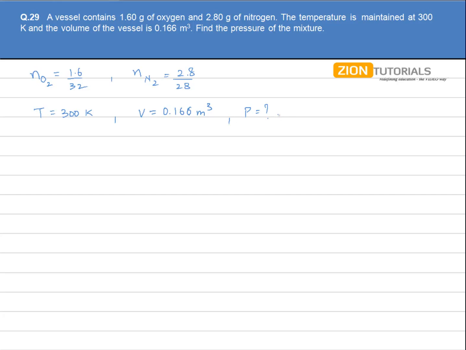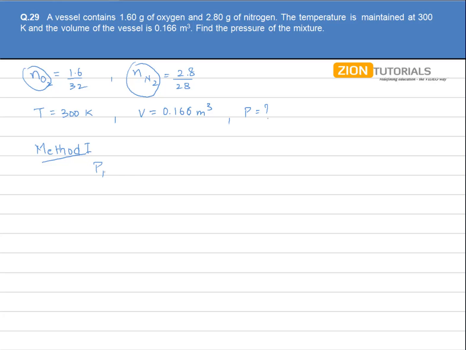So now this is a very simple question. What we can do is either we can calculate the partial pressure of this gas and the partial pressure of this gas and add them. So there are basically two methods, although both of them are very simple. Now let us see method 1, although both of them represent the same thing only.